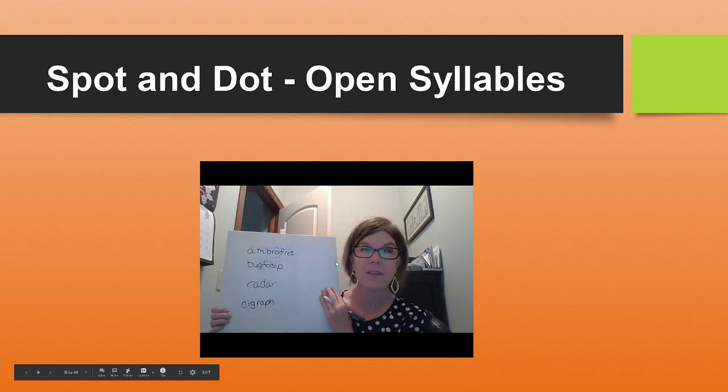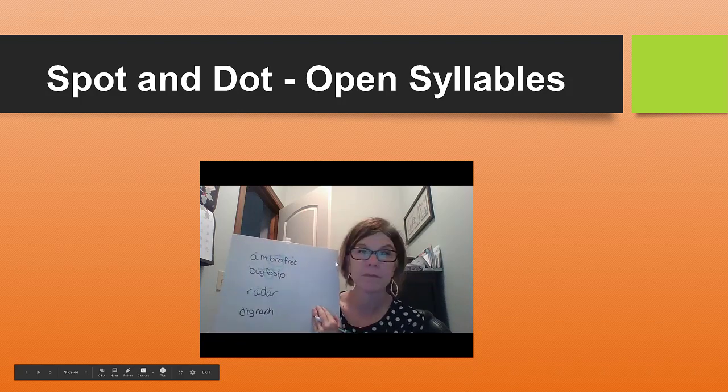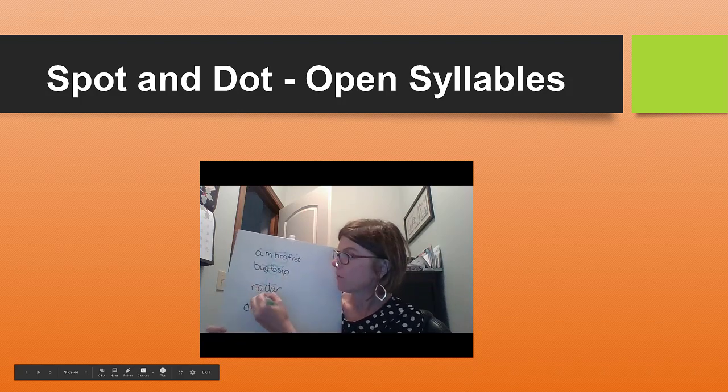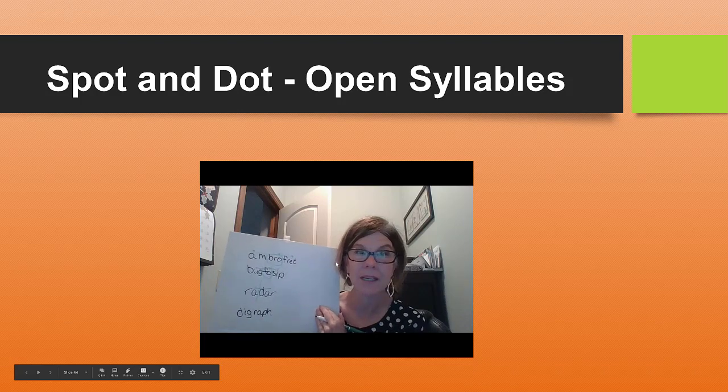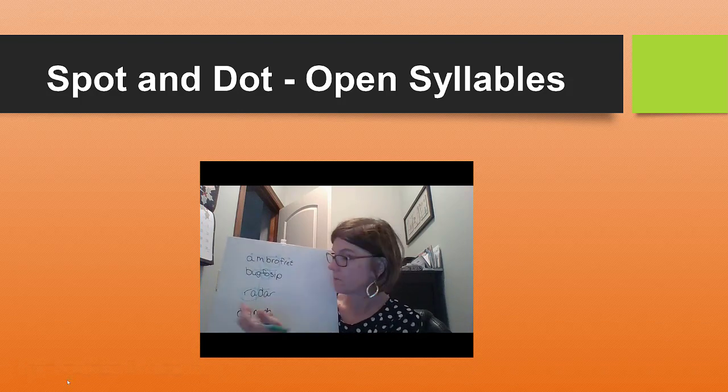So let's look down here at the next word. So I will spot and dot my 2 A's. Draw my line. Draw my line here between my A and my D to have an open syllable. And this word would be ray, jar. Here's my open syllable. So let's look at our last word.